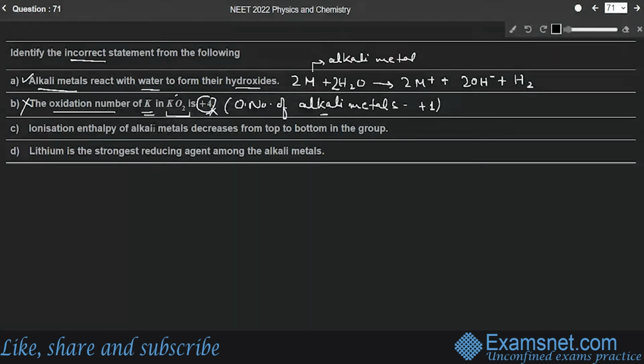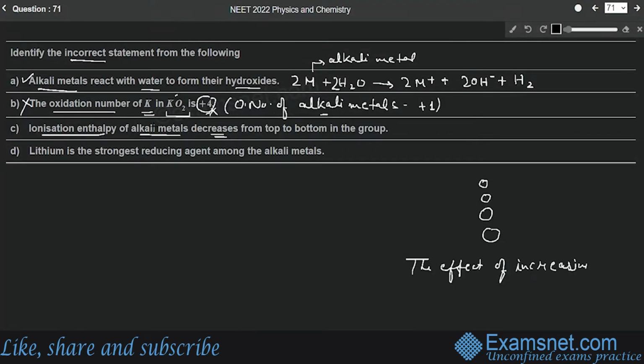So we have already got the incorrect statement here. Let's discuss other options as well. In statement C, it is mentioned that ionization enthalpy of alkali metals decreases from top to bottom in the group. So what happens from top to bottom? The size of the atom goes on increasing, right? So what happens? The effect of increasing size outweighs the effect of nuclear charge.